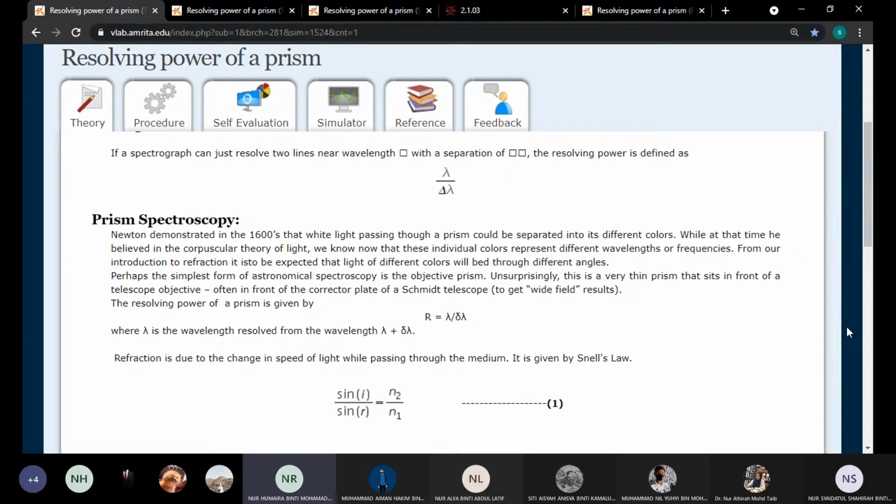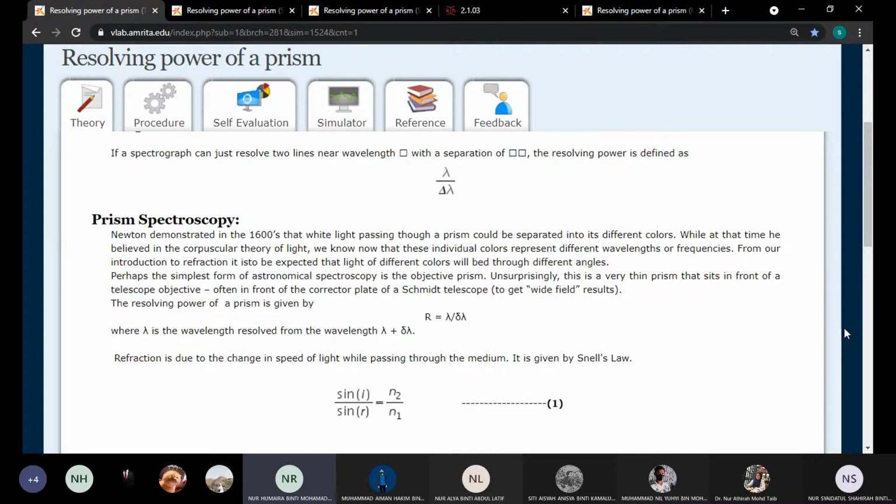Perhaps the simplest form of astronomical spectroscopy is the objective prism. Unsurprisingly, this is a very thin prism that sits in front of the telescope objective, often in front of the corrector plate of a Schmidt telescope, which is to set a wide field result. The resolving power of a prism is given by R equals lambda over delta lambda, where delta lambda is the wavelength difference resolved from the wavelength lambda plus delta lambda.